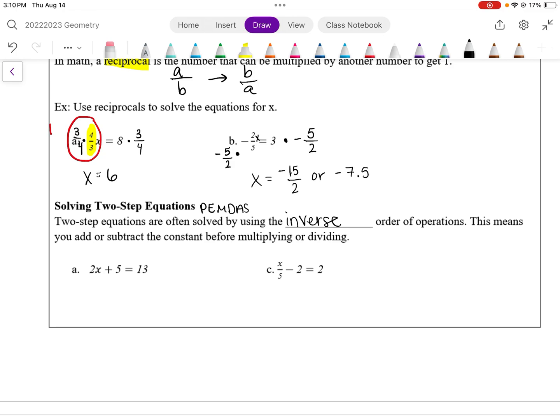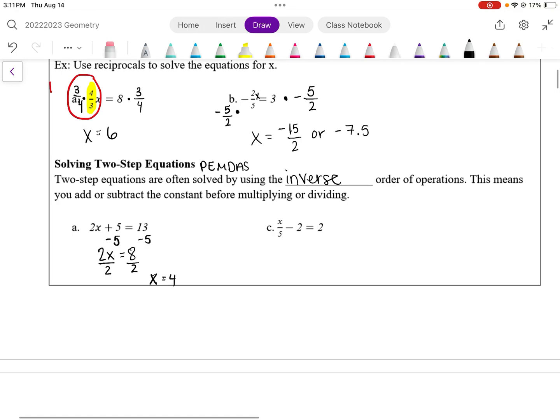You go backwards. So if I have 2x plus 5 equals 13, and I want to get x by itself, first I have to get rid of that plus 5. So the opposite of plus 5 is a minus 5. So to get rid of plus 5, subtract. So on the left-hand side, I still have 2x. My 5 is now gone because I subtracted it out. And then over here, I would have 8. Okay, now I have 2 times x. The opposite of times is to divide. Divided by 2, and x equals 4.